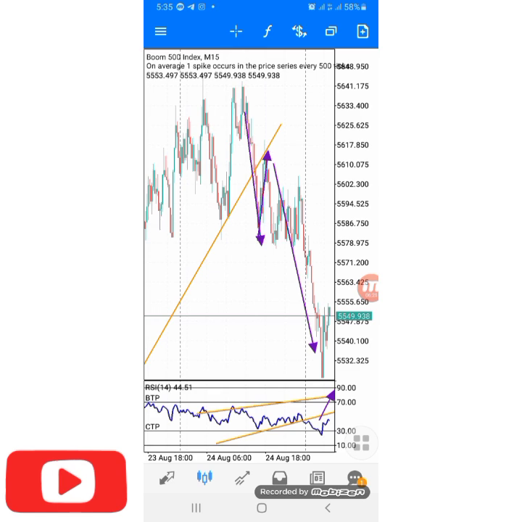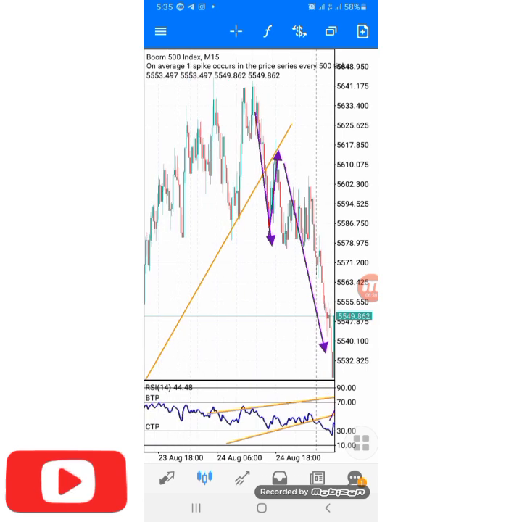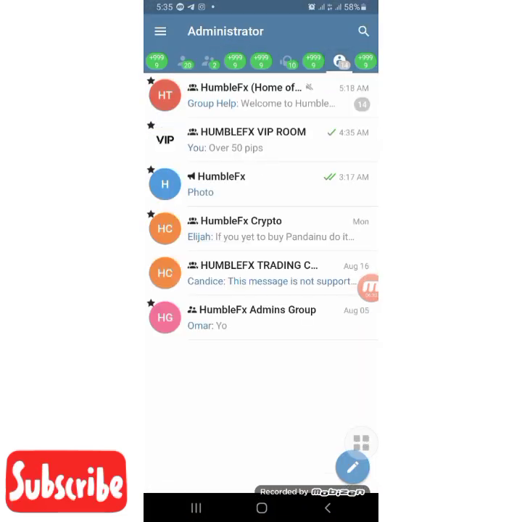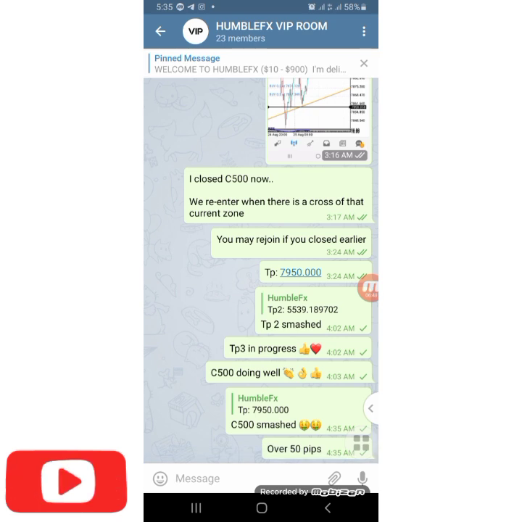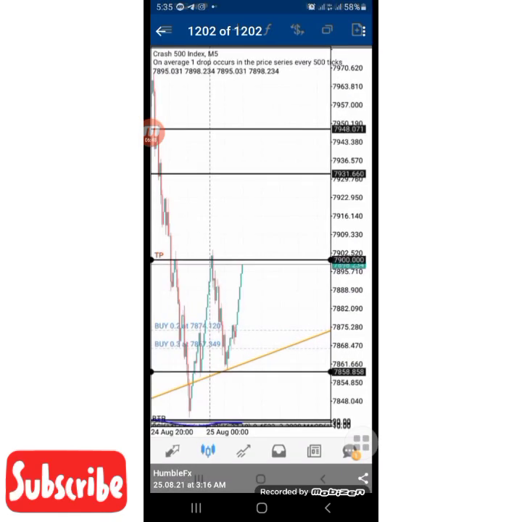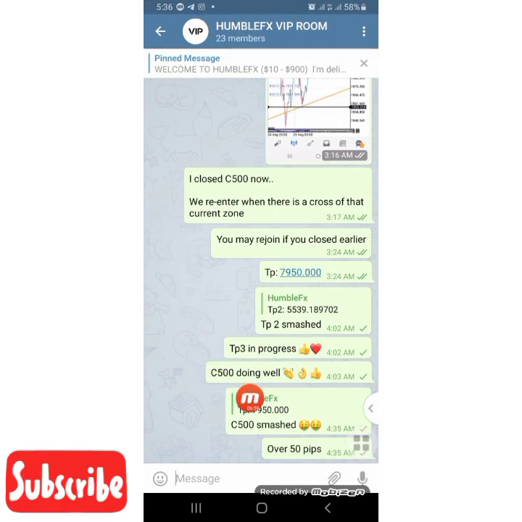This trade you see here, we took it on our VIP, and we made some profits. Let me show you guys. We made some profits on that on the VIP. Look at that, guys. This is Crash. We took a trade on Crash 500. We took the first TP here, and we took the next TP at 50 pips. Look at that here. We took over 50 pips on the Crash 500 trade.